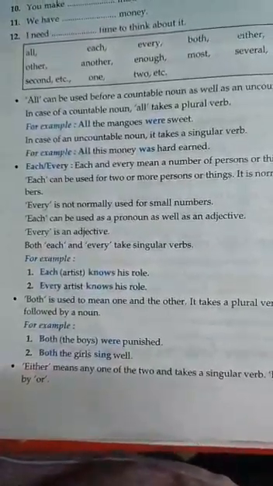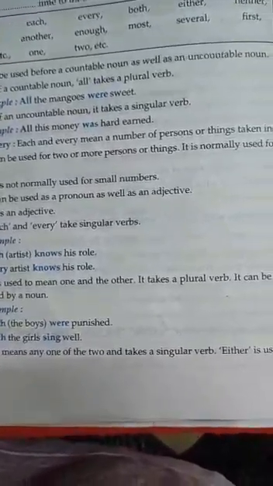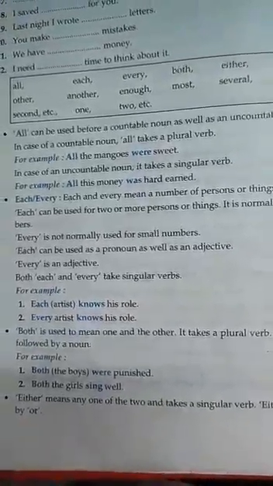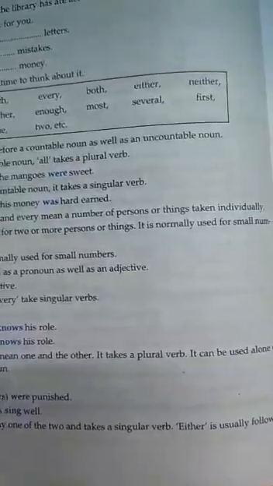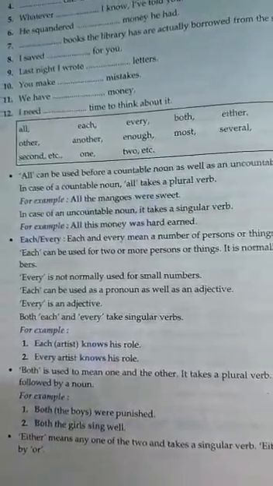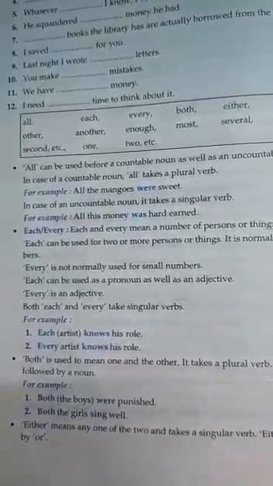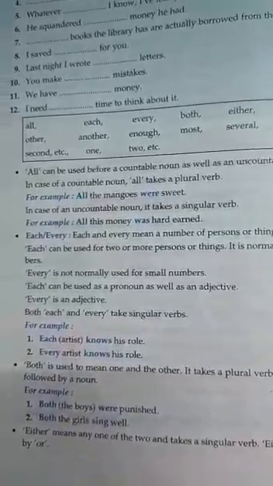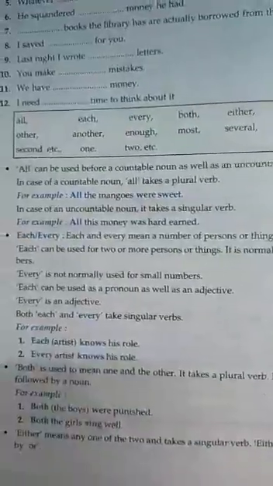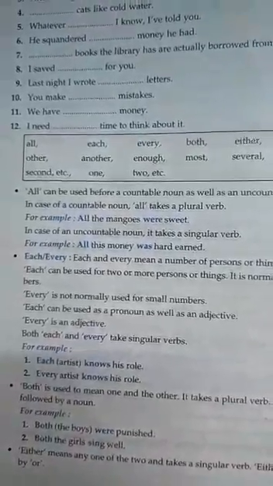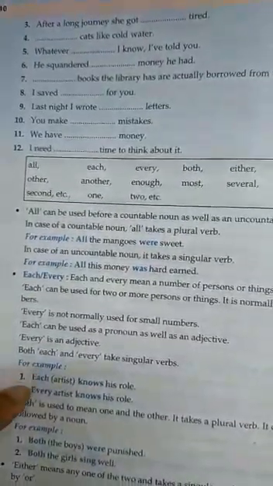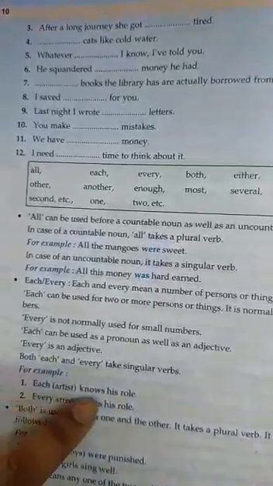Next is each and every. Now each and every mean a number of persons or things taken individually. Each can be used for two or more persons or things, and it is normally used for small numbers. Each can be used as a pronoun as well as an adjective, whereas every is not normally used for small numbers and it is an adjective. Now both each and every take singular verbs. For example, each knows his role. Every knows his role. So in both the cases, each and every, we have used the singular verb, that is knows.